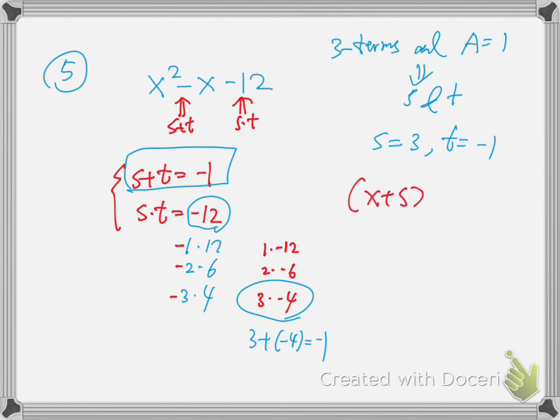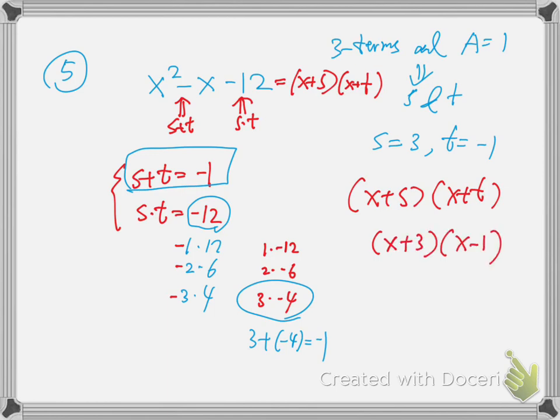So now what's the answer? The formula is x plus s times x plus t. So it's x plus 3, x minus 1. So that's the answer for this factoring question, right? With the ST method, you have to guess.